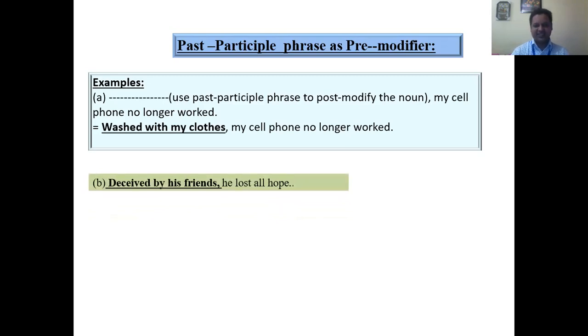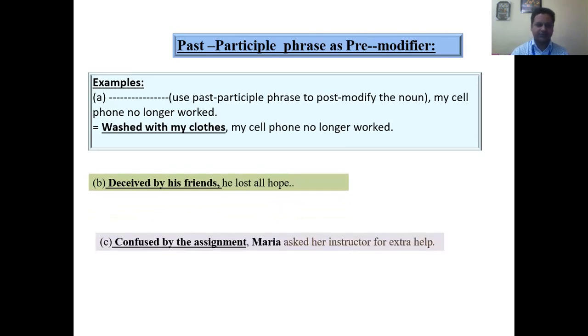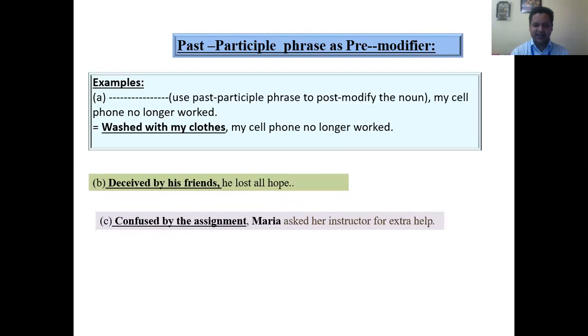Deceived by his friends, he lost all hope. Deceived by his friends, past participle phrase, sitting before the pronoun he, modifies the pronoun. Confused by the assignment, Maria asked her instructor for extra help. Confused by the assignment, past participle phrase, sitting before Maria, before the noun, it has modified the noun. So confused by the assignment is a pre-modifier here.